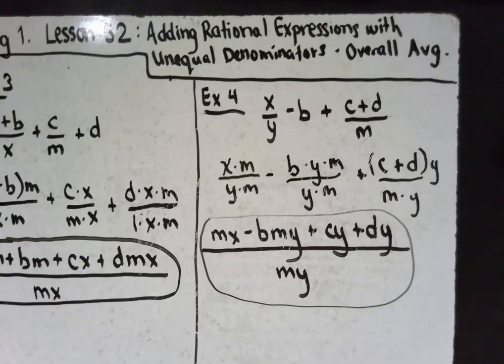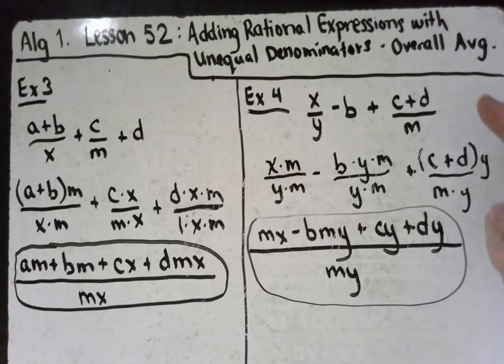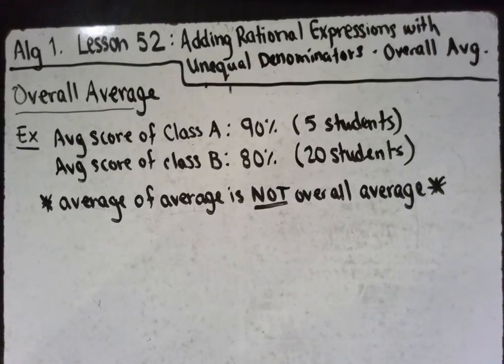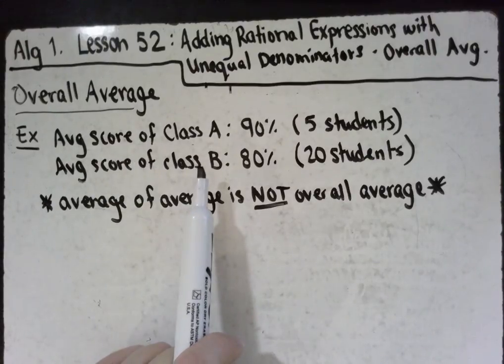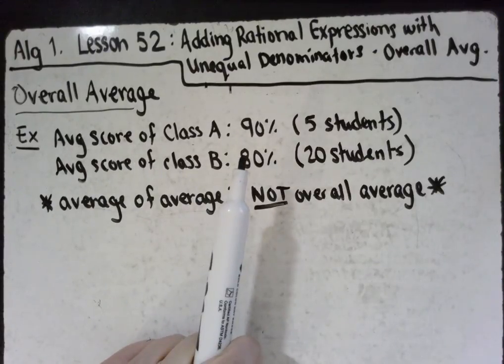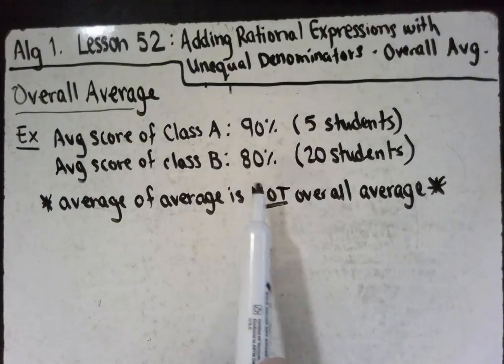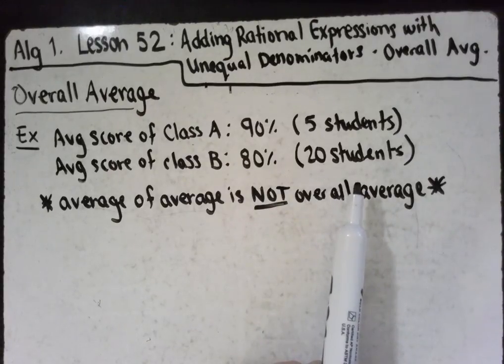And now we have one remaining topic that we'd like to talk about today, and that's overall average. Now for the second topic of this lesson, we're going to talk about overall average. So let's look at an example here. Let's say that an average score of class A, they have 90%, and there's only 5 students in that class. And the average score of class B is 80%. And now this class has 20 students.